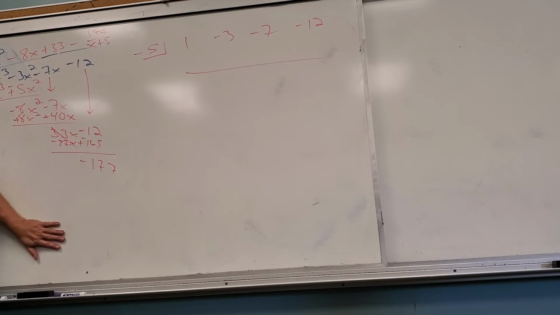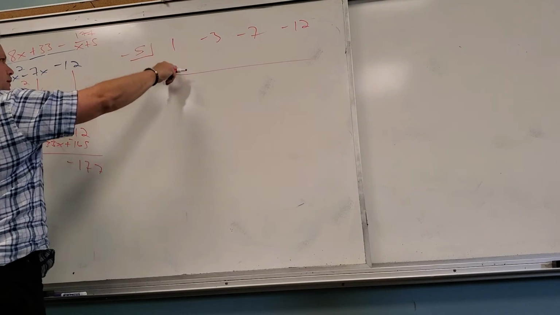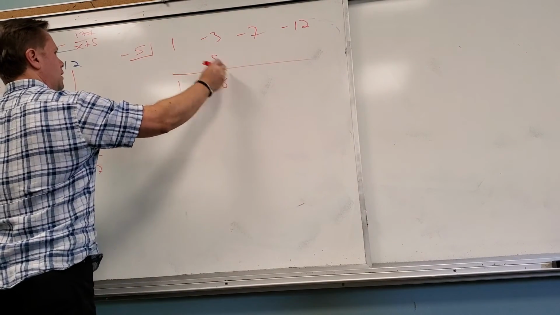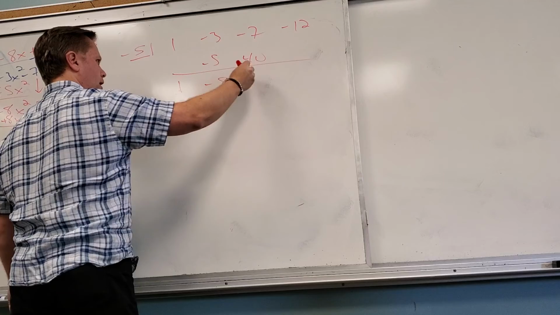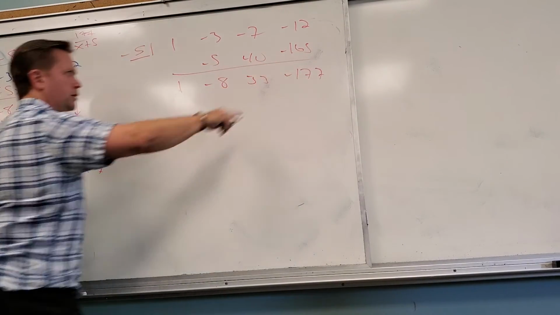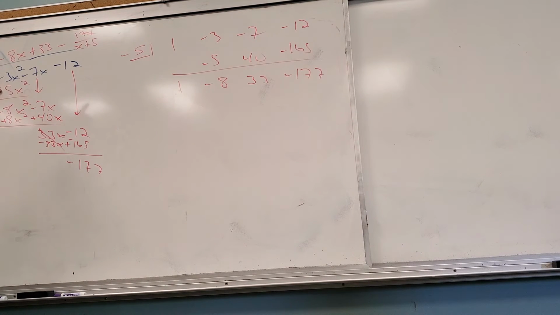What gets this thing started? Multiplied. Bring this guy down. Then -5. Multiply, add, multiply, add, multiply, add. See those numbers coming up? -3 minus 5. -7 plus 40, right?